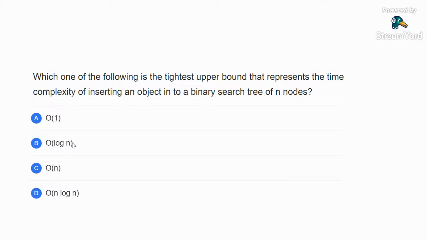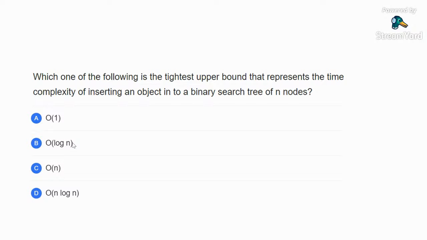Now see here, do you know what a binary search tree is? A binary search tree is a binary tree. If you consider any particular node, then on the left-hand side the nodes will be smaller as compared to the root, and on the right-hand side the values will be larger as compared to the root. If you perform the in-order traversal, then you will get a sorted sequence. This is the property of a BST. Now, which one of the following is the tightest upper bound that represents the time complexity of inserting an object into a BST of n nodes?